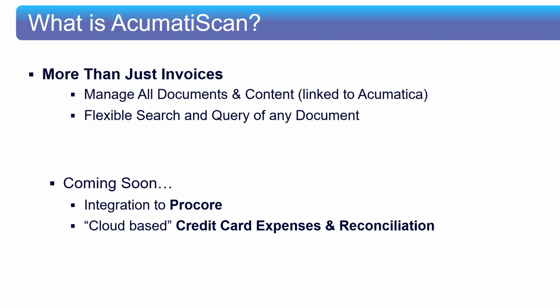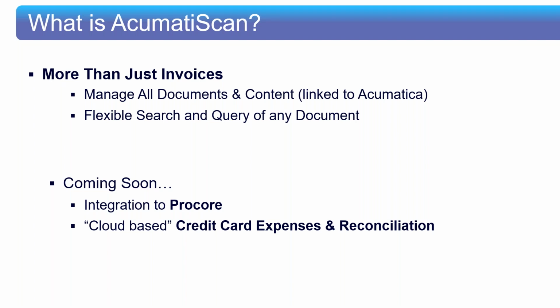AcumatiScan is more than just AP invoices. As mentioned, it manages all documents and content, and then those documents and content can be linked to records inside Acumatica. It also includes a flexible search and query tool to allow users to be able to set up their own inquiries and their own reports.